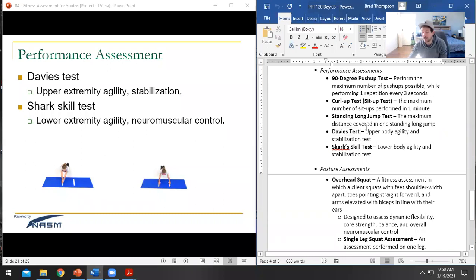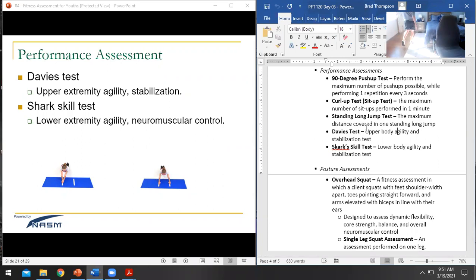I'm actually going to have a hard time showing this to you guys here on camera, but you should be able to see me. Basically you set up two pieces of tape 36 inches apart, so that's 3 feet. Your client's hands go in that, in a push-up position with feet together. They reach over and touch one hand to the other, and go back and forth as fast as they can. You measure how many touches they can get in 15 seconds.